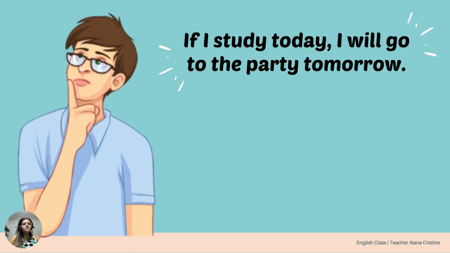In the first example we have is, if I study today, I will go to the party tomorrow. So, guys, we can divide this sentence into two parts. In the first part, we have, if I study today. This is what we call the condition. And to show that we have a condition, we're using the word if. So, if I study today, I will go to the party tomorrow.